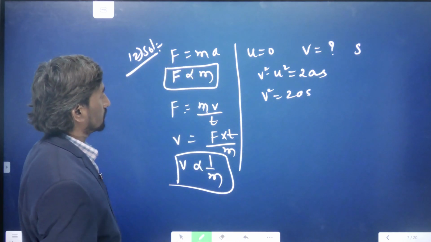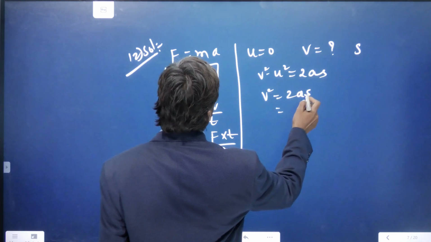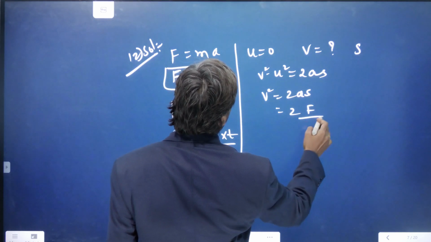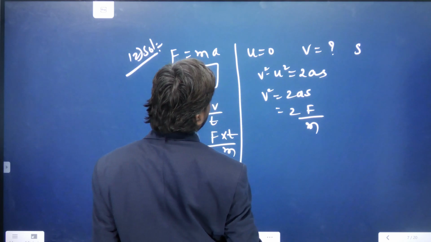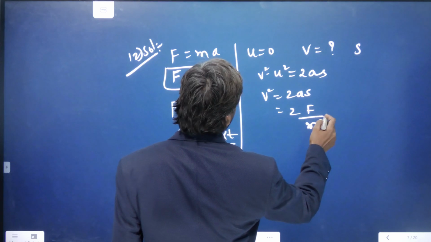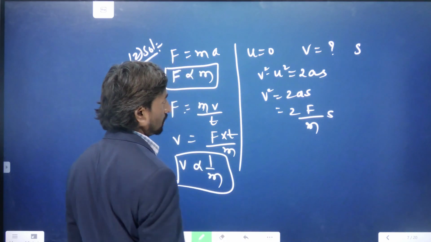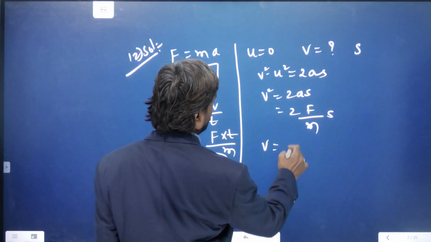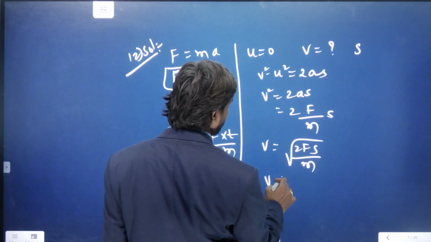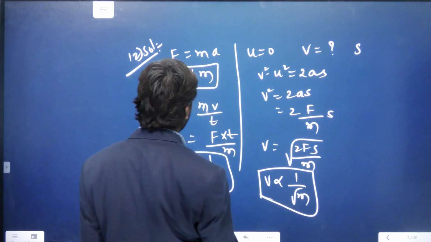Here a is nothing but what can we write now? The distance will be constant, no? From this relation, a is equal to f by m. Now this force and distance are constant, so from this we can write v is equal to square root of 2 f s divided by m. So v is inversely proportional to root of m.